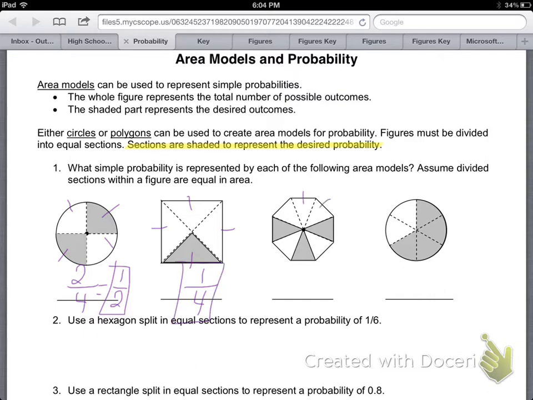Over here there's 1, 2, 3, 4, 5, 6, 7, 8. And only 3 are shaded, so 3 out of the 8 are shaded. You cannot reduce 3/8, so you're done.